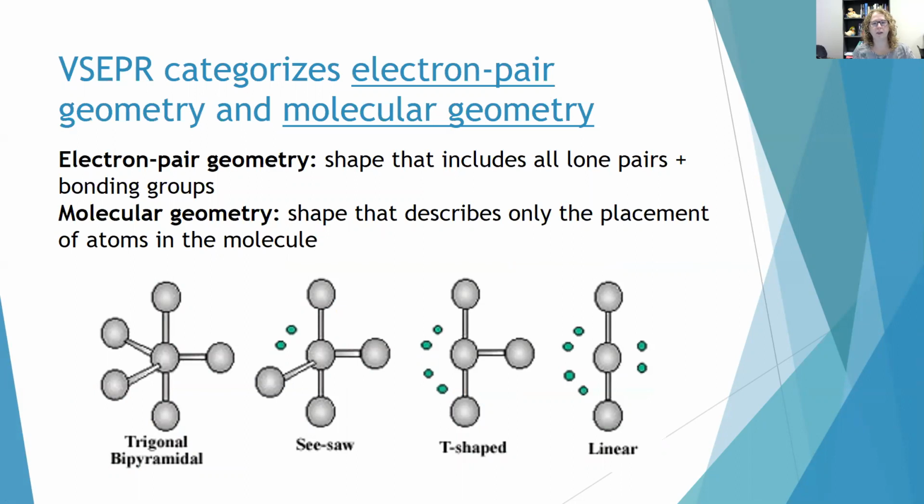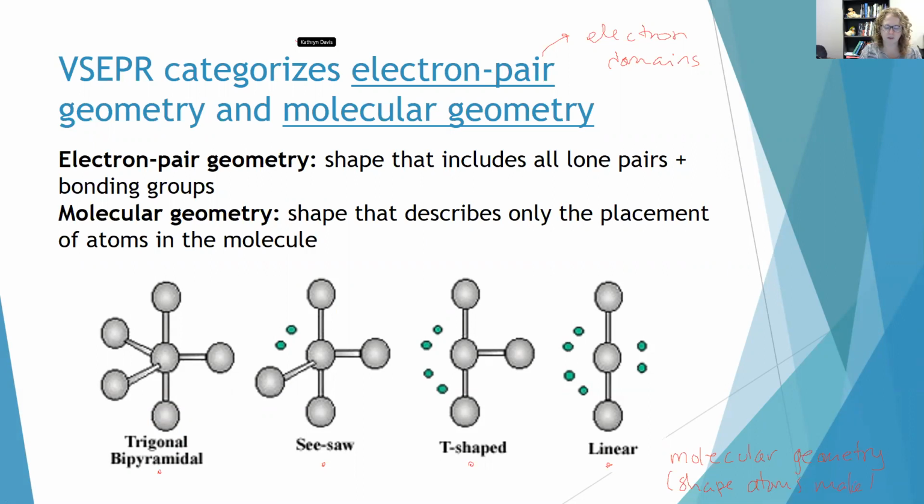There are 2 things that we need to keep track of. The idea of electron pair geometry, and this is how the electron domains are arranged, and then molecular geometry. Down here, these 5 names, trigonal, bipyramidal, seesaw, T-shaped, linear, those are molecular geometries. They're names for the shape of the atoms, the shape that the atoms make.